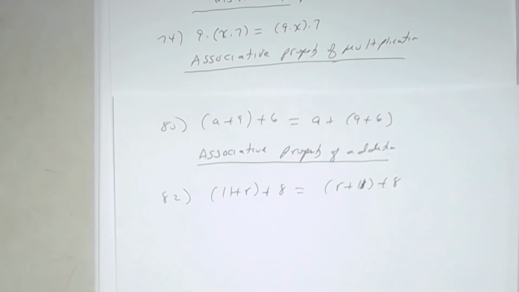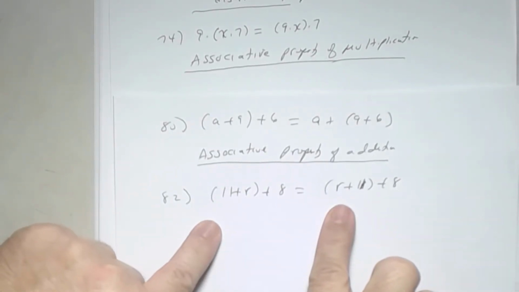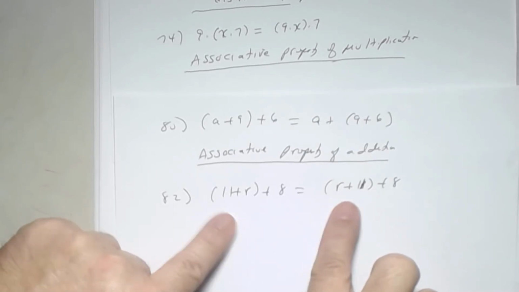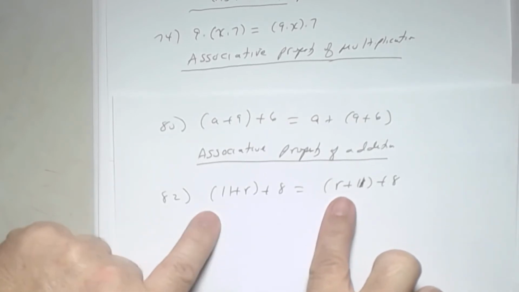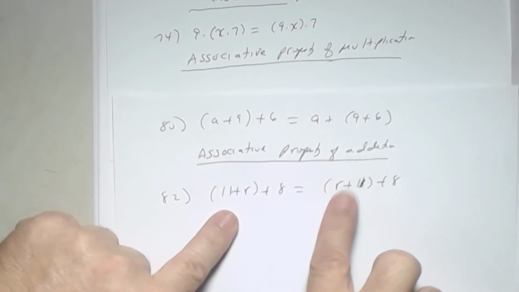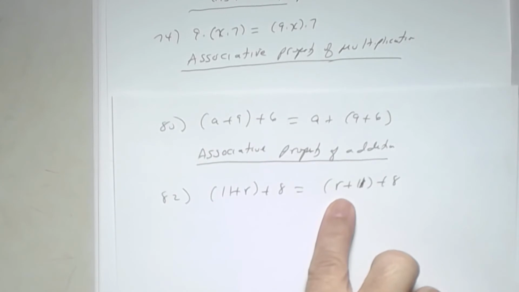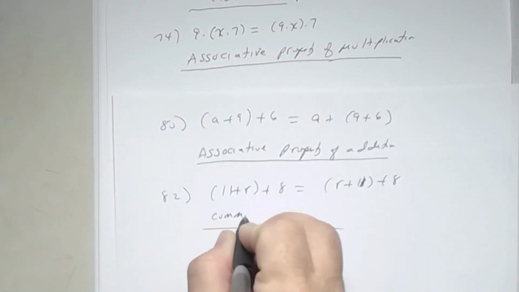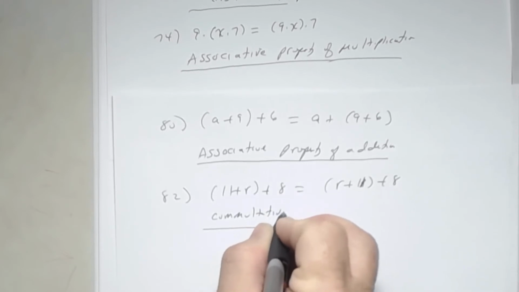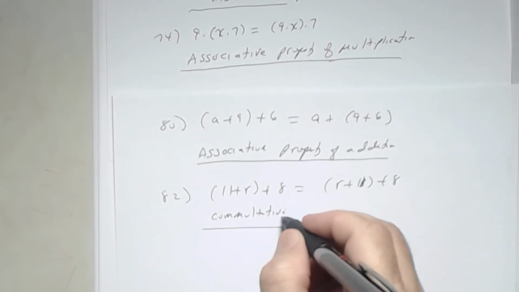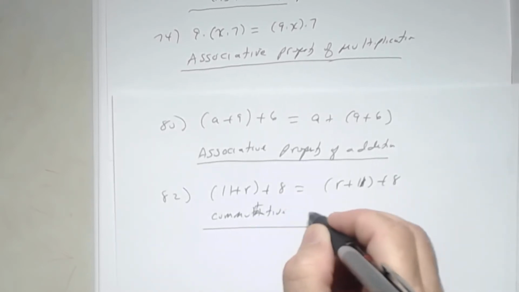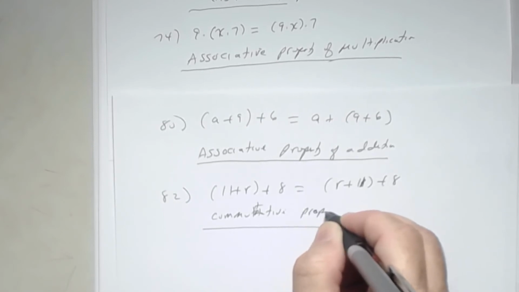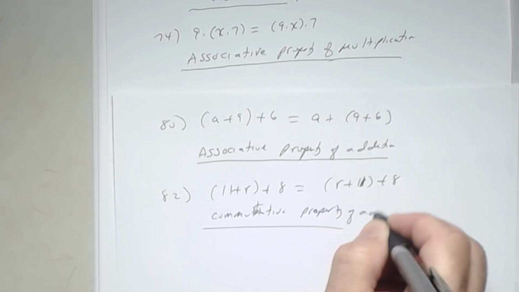In fact, if you look at what's in parentheses, all I did was change the order. That's the commutative property. Commutative property of what? Addition. 11 plus R is the same as R plus 11. So commutative property of addition.